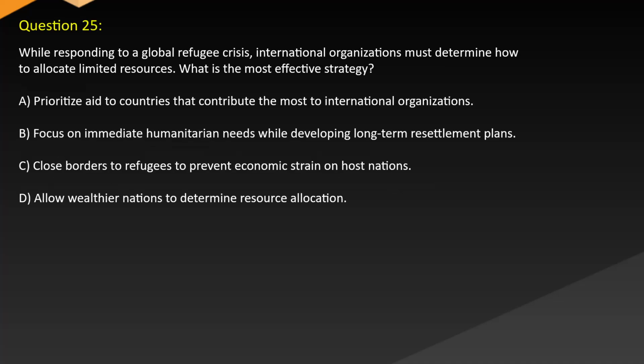Question 25. While responding to a global refugee crisis, international organizations must determine how to allocate limited resources. What is the most effective strategy? A. Prioritize aid to countries that contribute the most to international organizations. B. Focus on immediate humanitarian needs while developing long-term resettlement plans. C. Close borders to refugees to prevent economic strain on host nations. D. Allow wealthier nations to determine resource allocation.